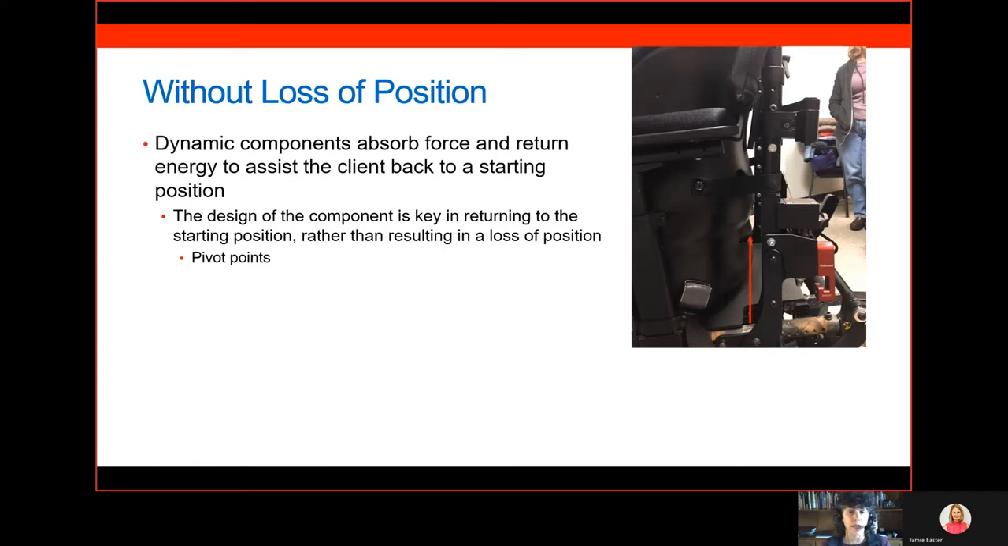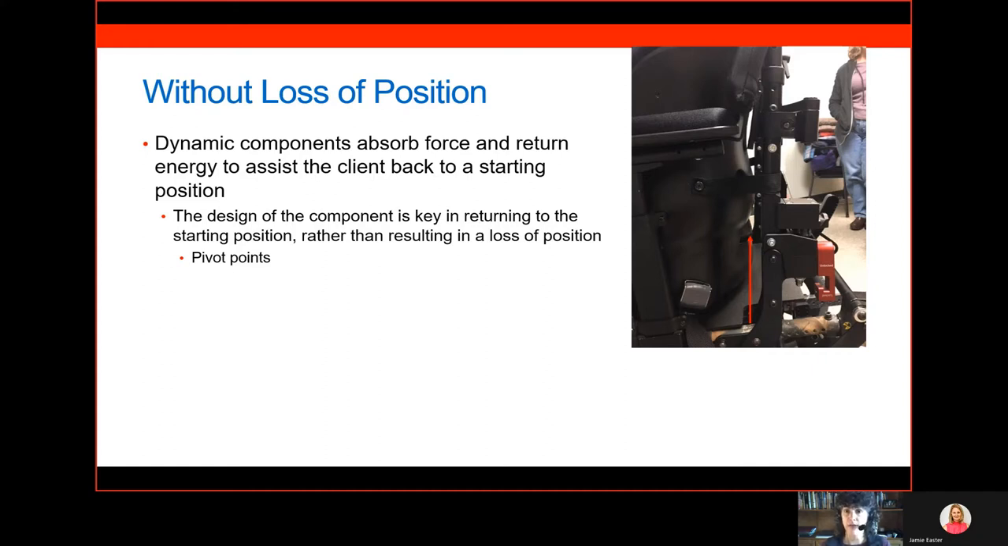So the design of the component itself is very important in returning the client to a neutral starting position rather than resulting in a loss of position like collapsing into a posterior pelvic tilt. And so the pivot points become very, very important. The pivot point of the dynamic seating component is trying to follow the natural pivot point anatomically on the client.